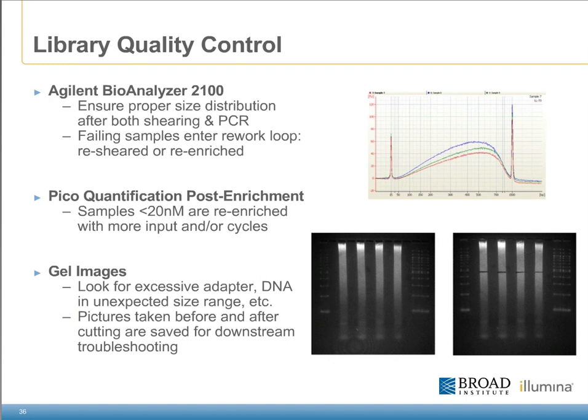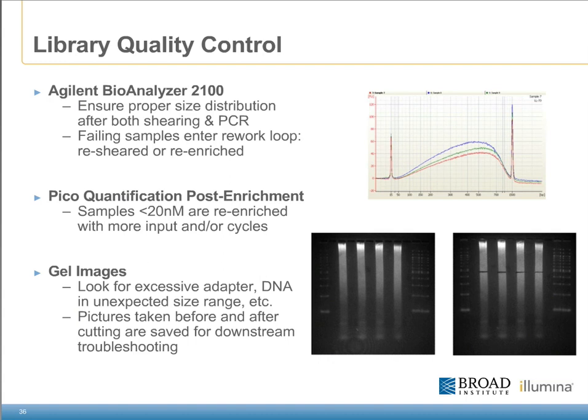We've got an example here of how we were able to use the gel pictures to post-mortem diagnose what went wrong with this library. These were high-diversity libraries that somehow reached the sequencer. We missed these in our QC, and they had really high levels of duplication. We weren't sure why, because we had followed the protocol to the letter.